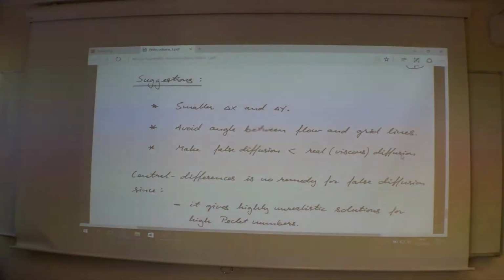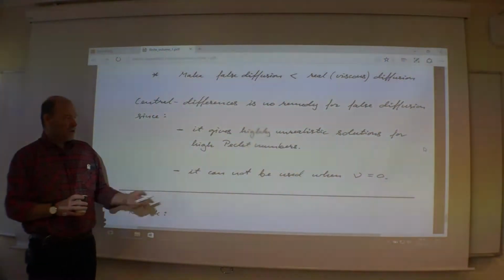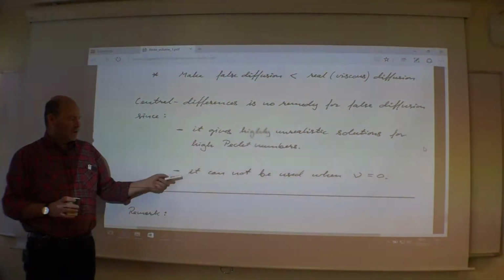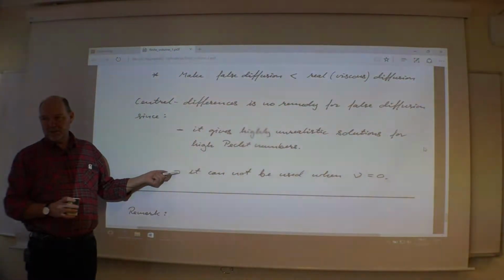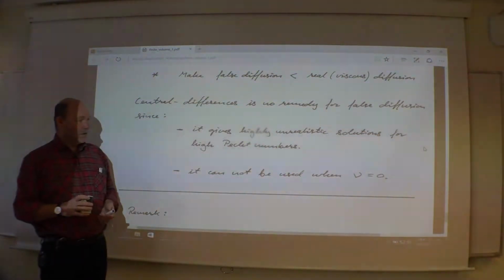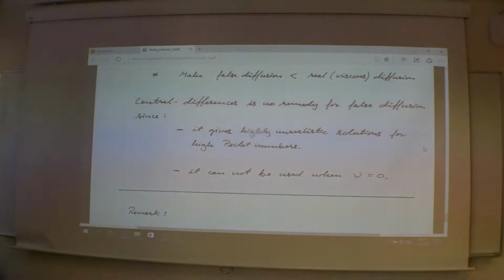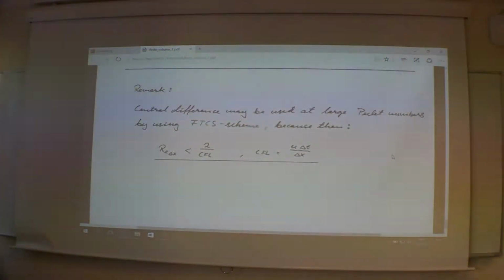And Patankar then concludes central differences can't be used in practice, especially when viscosity is 0. But then you are talking Euler codes. That's not so interesting anyway, although a lot of people are using Euler simulations. The guys who build airplanes, they're using Euler codes. Think about that the next time you take a plane.